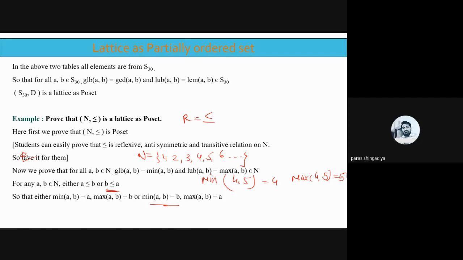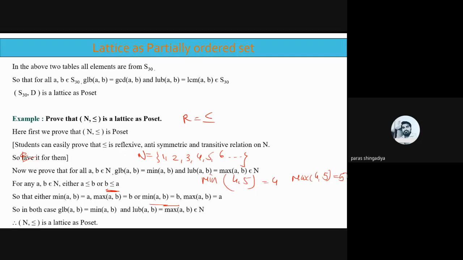So it is a part of the natural numbers, and therefore we can say that in both cases, either A is less than or equal to B, otherwise B is less than or equal to A, the GLB of AB is equal to the minimum of AB, and the LUB of AB is equal to the maximum of AB, which belongs to N again, that is, belongs to the natural numbers again. And therefore we can say that N with less than or equal to is called a lattice as a poset.